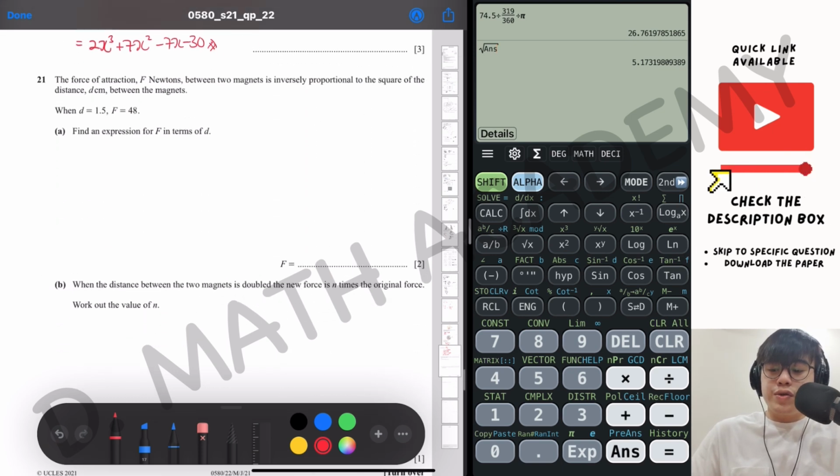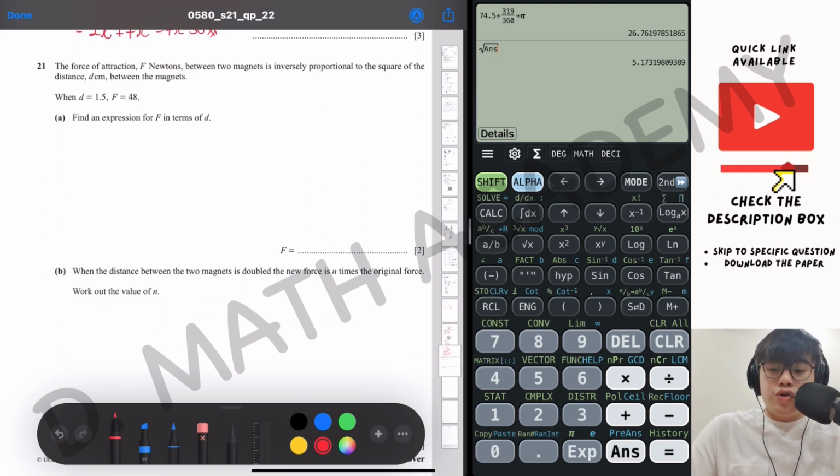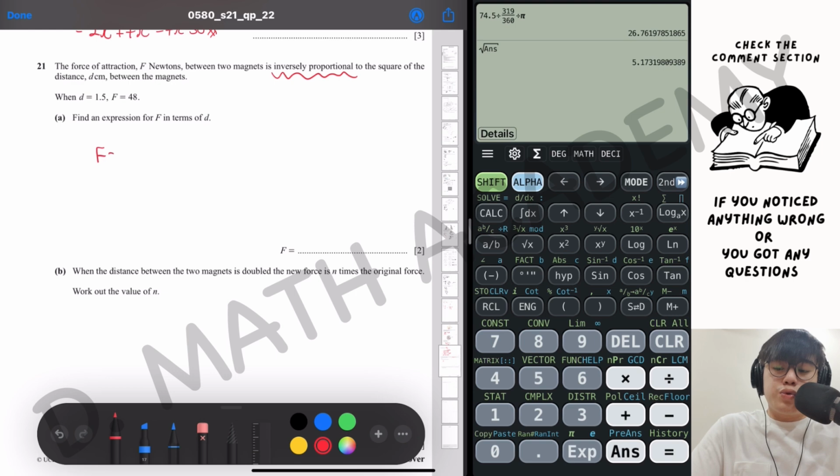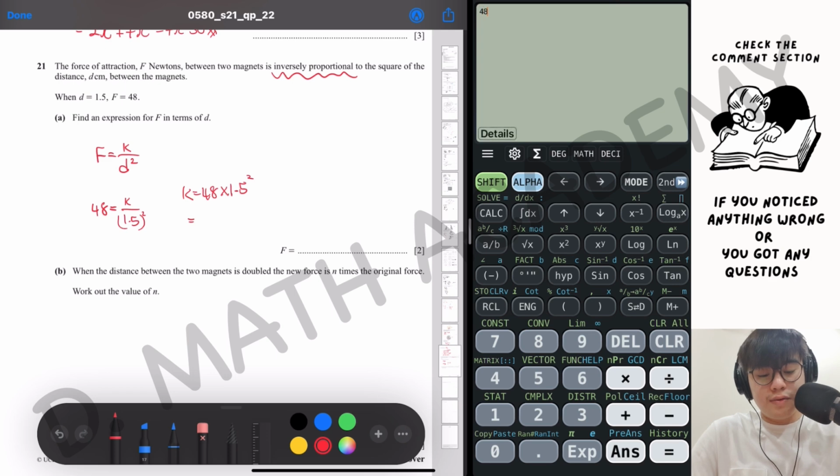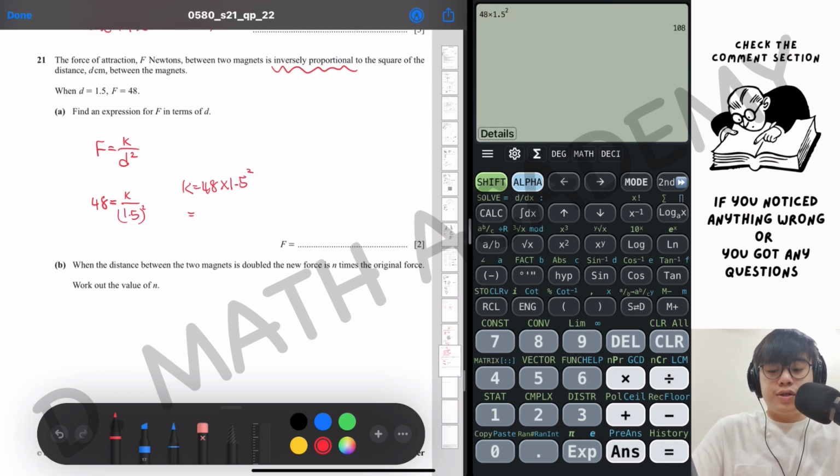Moving on to question 21. Okay, so they mentioned that it was inversely proportional to the square of d. So f equals k over d squared. So you first have to identify the k here, which is our scale factor, by substituting the 48 and the 1.5 that was given to us. So calculate this out. You will get your answer of 108. So the expression of it will be 108 over d squared.